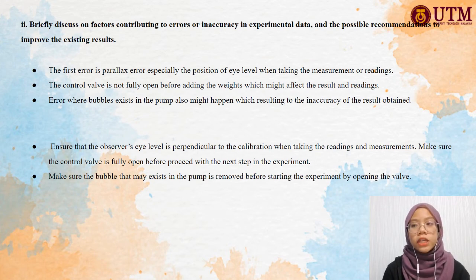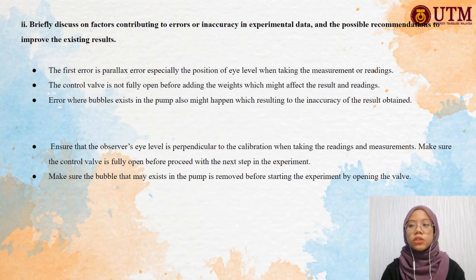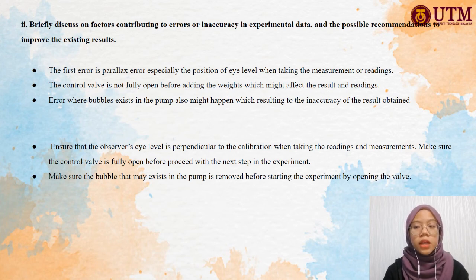So it is very important to make sure that the observer's eye level is perpendicular to the calibration when taking readings and measurements. The observer can repeat the reading at least 3 times in order to get an accurate result. Then make sure that the control valve is fully open before proceeding with the next step in the experiment. And the last one is to make sure that any bubbles that may exist in the pump are removed before starting the experiment by opening the valve.